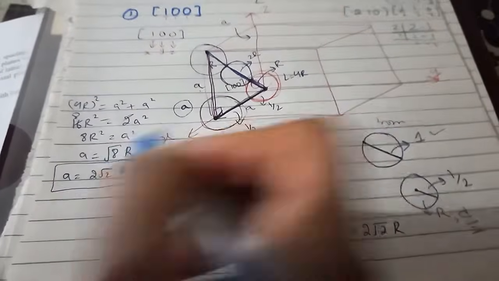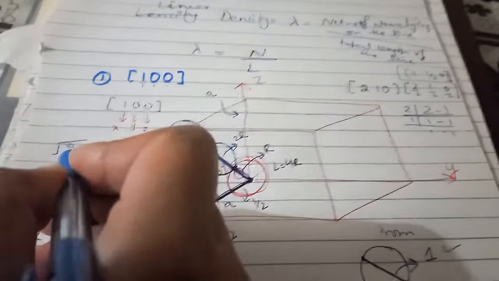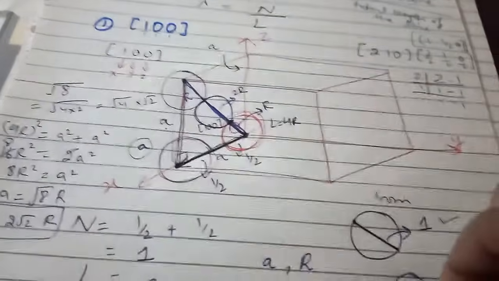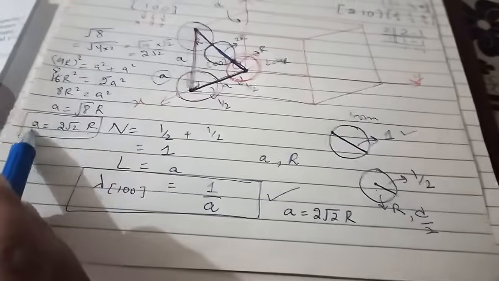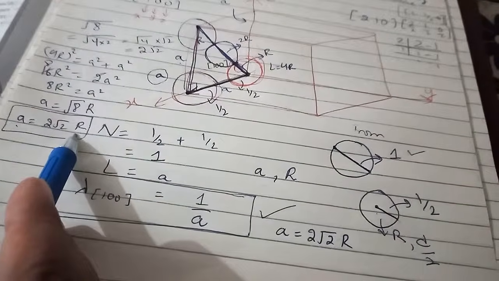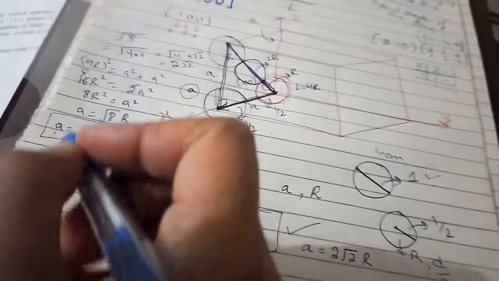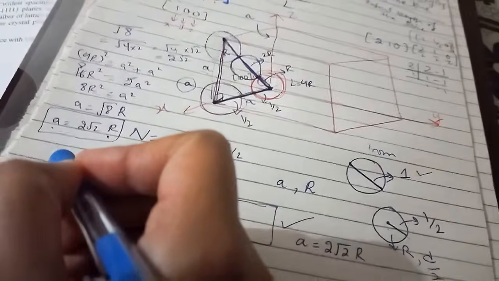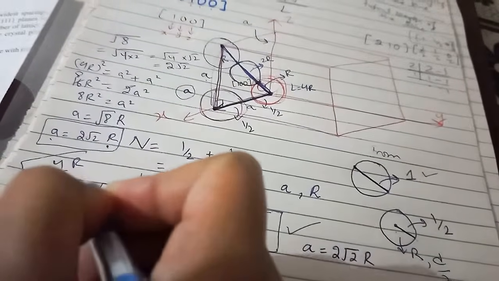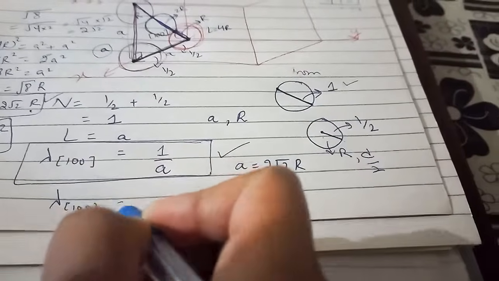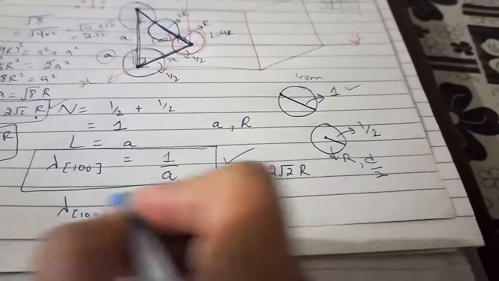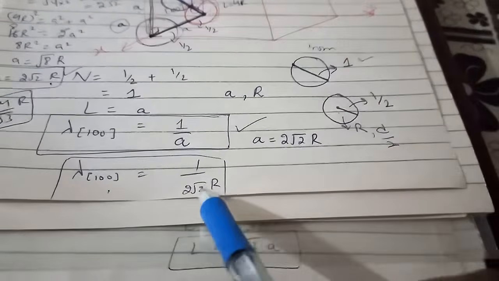You can easily find the square root of 8 as the square root of 4 multiplied by 2. We can distribute the square root on both multiples. Square root of 4 is 2, so 2√2. So a equals 2√2 capital R is the relationship between lattice parameter a and atomic radius capital R for FCC lattice. It is true for FCC lattice only. For BCC lattice it is something like 4 divided by √3 times capital R. But for FCC lattice this is the relation. So we'll put the value of a right there, which is 2√2 capital R, and this is the linear density in terms of the radius of the atom.